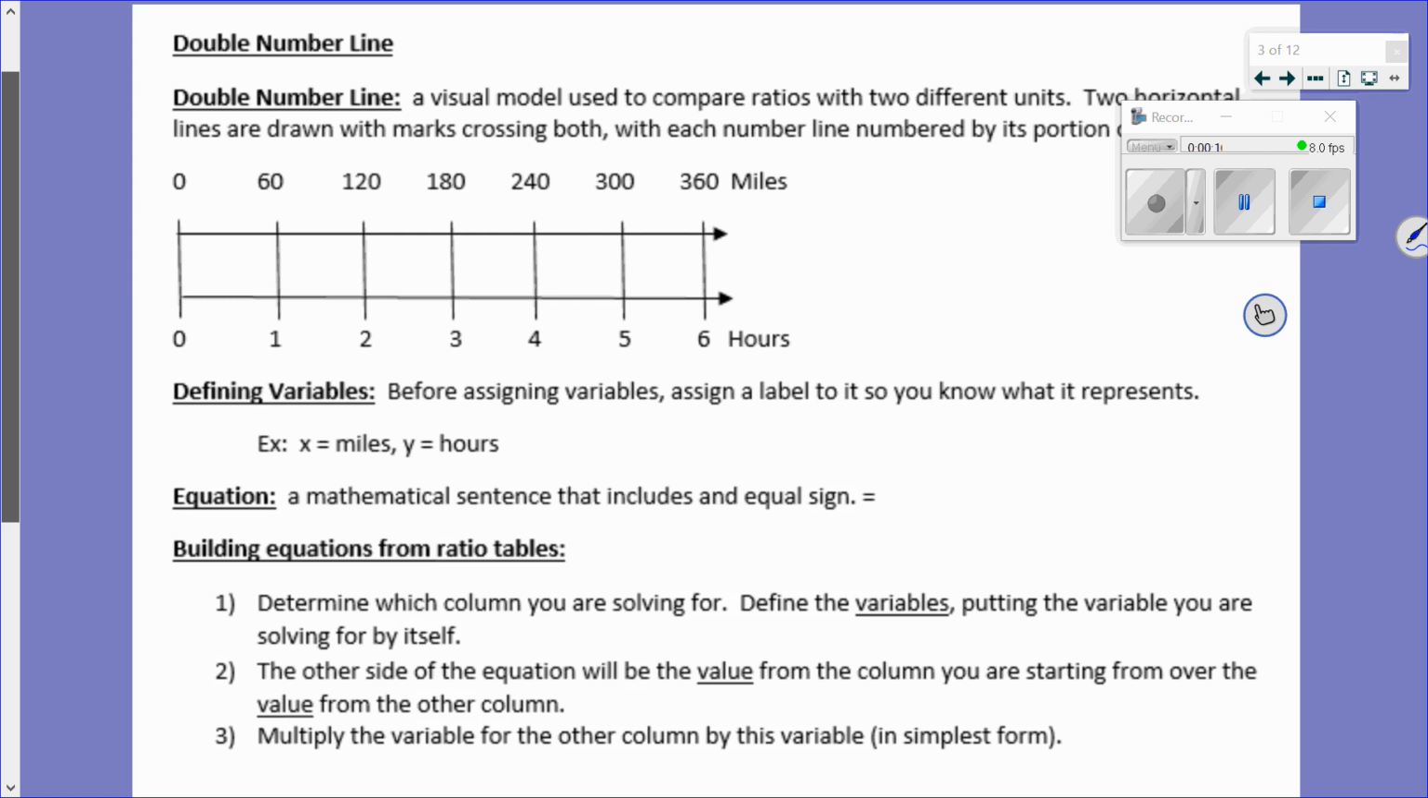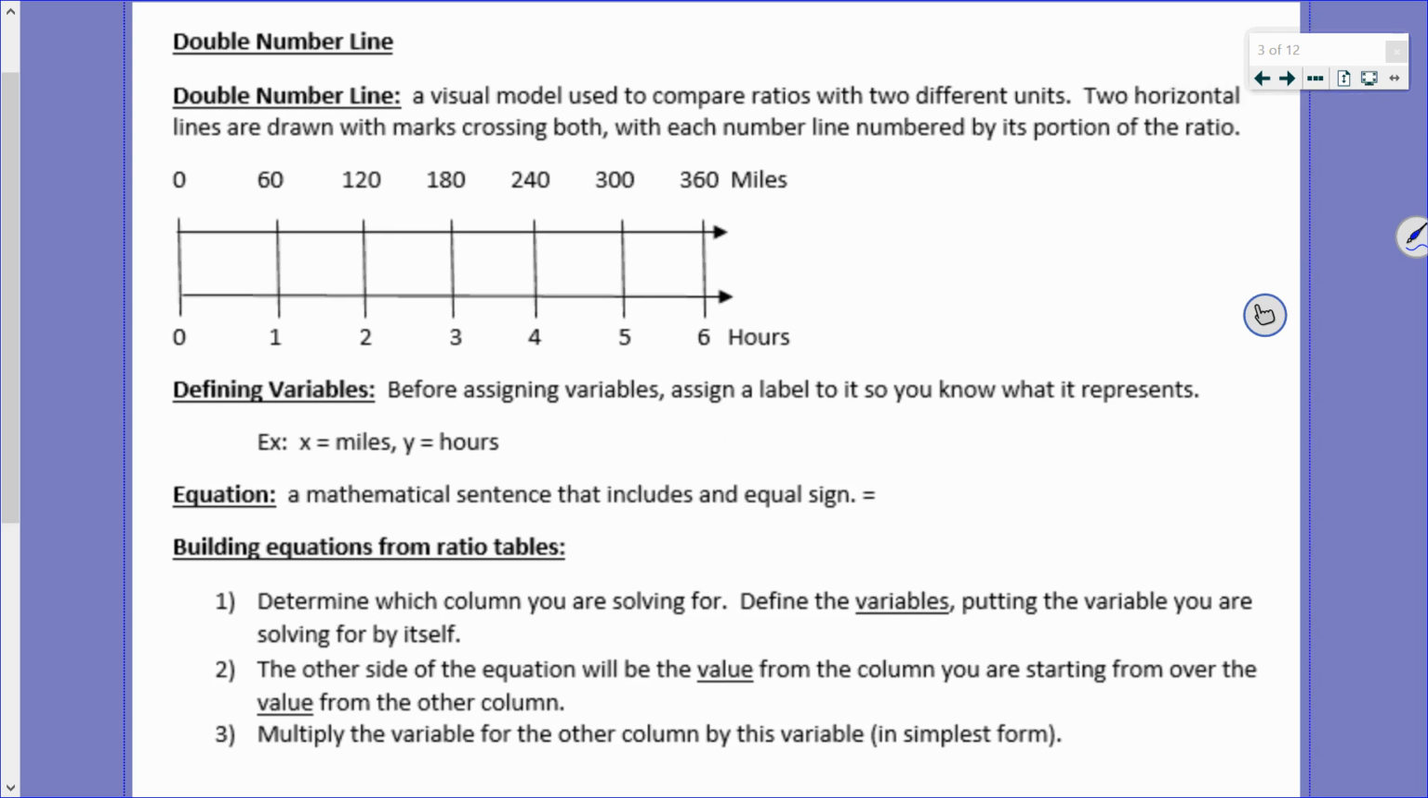So we did tables, so I kind of think of this as basically a table turned on its side. What we're doing is comparing two ratios with two different units on the same number line by putting them on top of each other. So the true definition of a double number line is a visual model used to compare ratios with two different units. Two horizontal lines are drawn with marks crossing both, with each number line numbered by its portion of the ratio. So that's really what we're looking at.